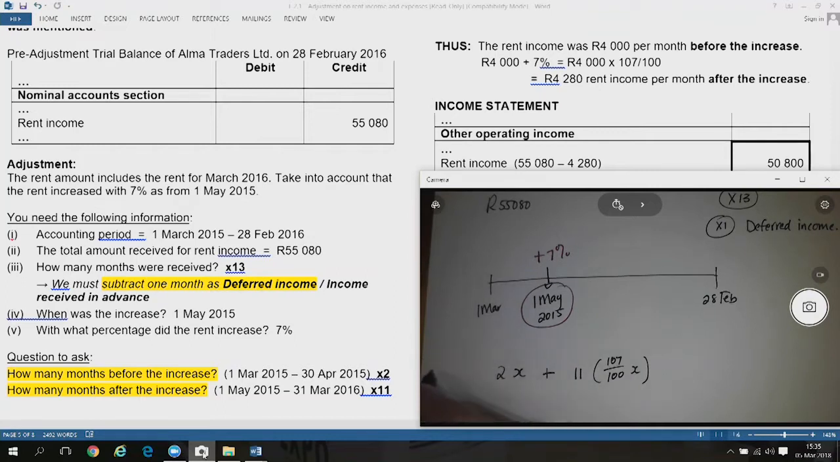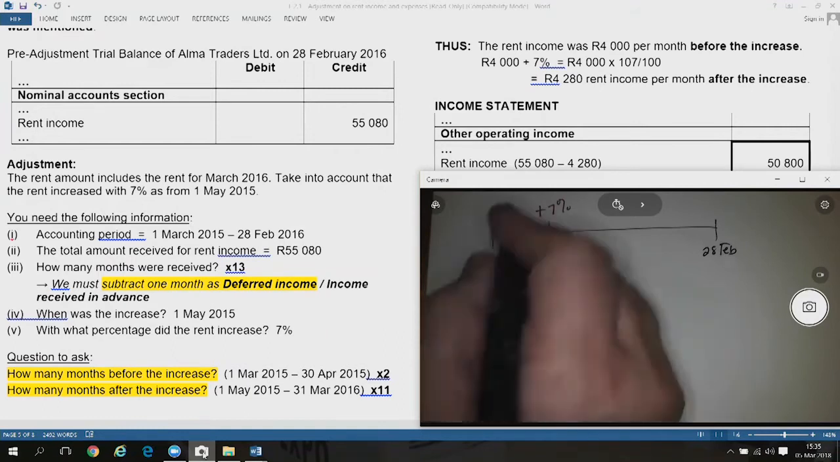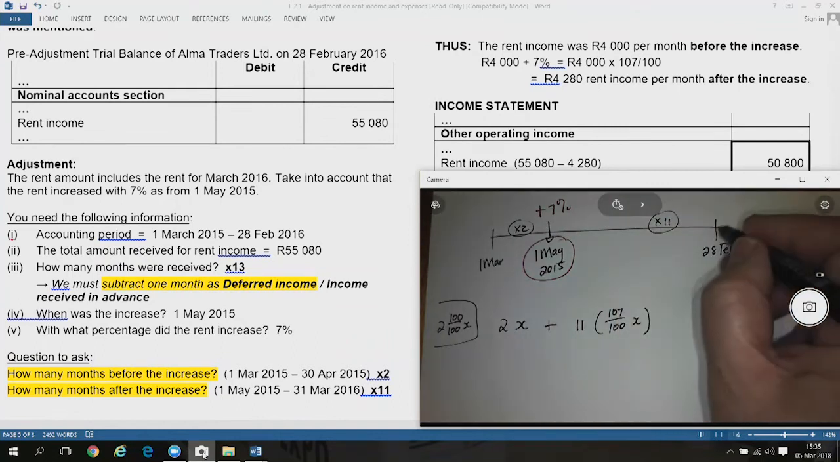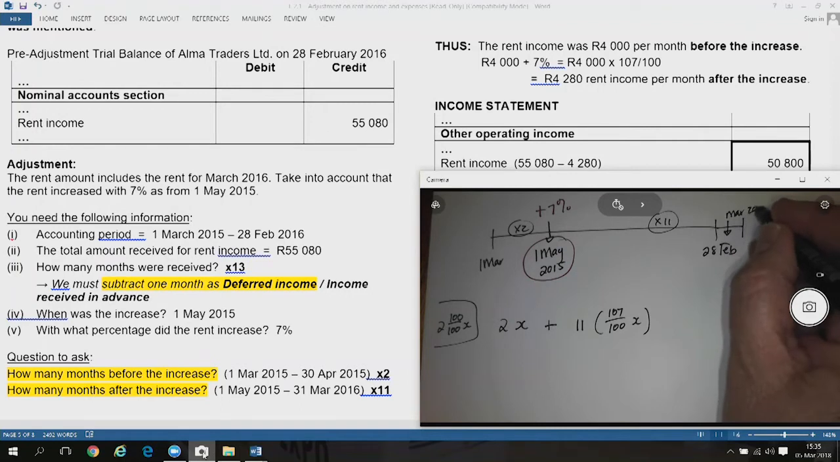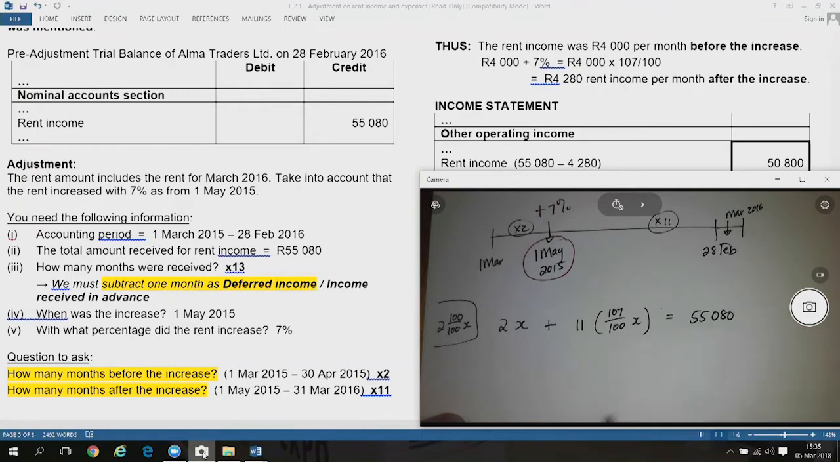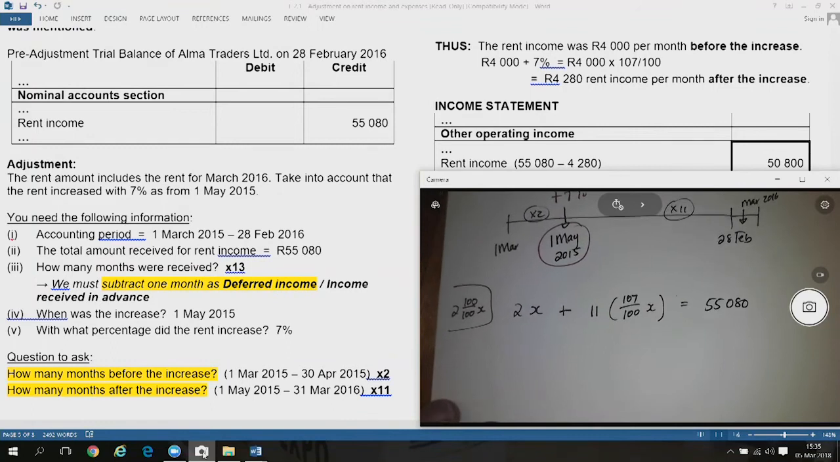The 2x is the same as 200% x. Okay, I only write the 2x. The 11 months after the increase, so there was 2 months there and 11 months there, because remember that extra month, March 2016. Okay, that equals 55080, the amount for the rent income.